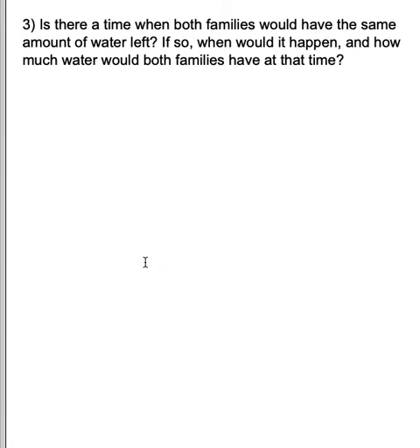Number 3, is there a time when both families would have the same amount of water left? If so, when would it happen and how much water would they have? So the first family starts with 50 gallons and they're using 3 a day. And the second family starts with 100 and they're using 8 a day. And you want to know when those come out the same. And yes, we could draw a graph, but that's not maybe the most efficient way to do it.